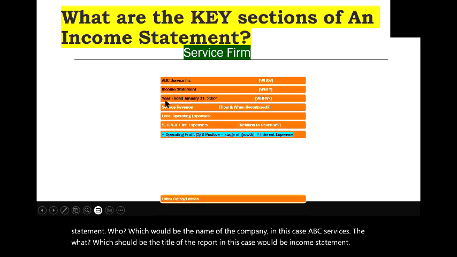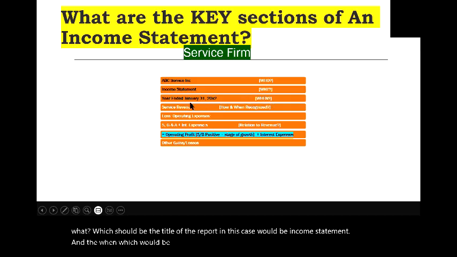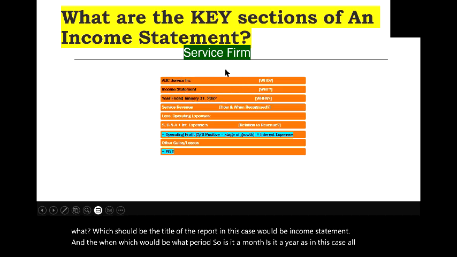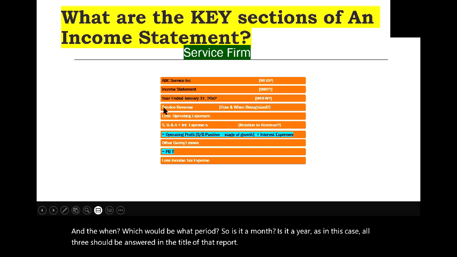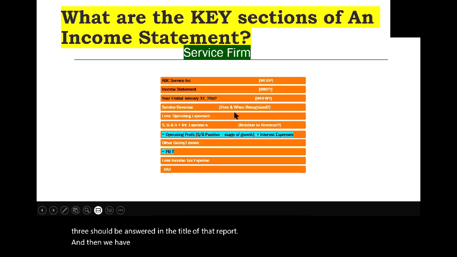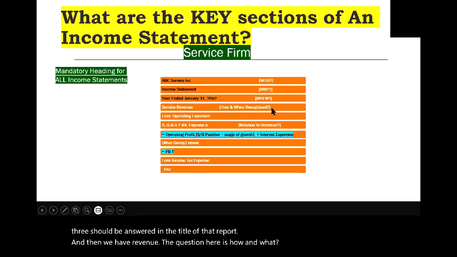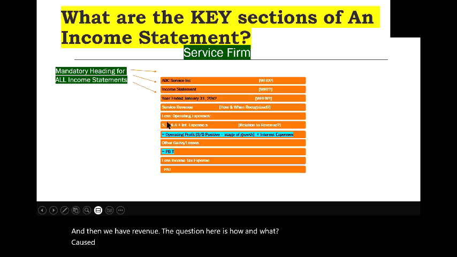And the when, which would be what period. So is it a month? Is it a year? As in this case, all three should be answered in the title of that report. And then we have revenue. The question here is how and what caused the revenue that we're reporting.